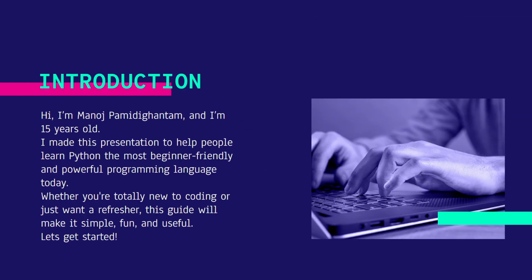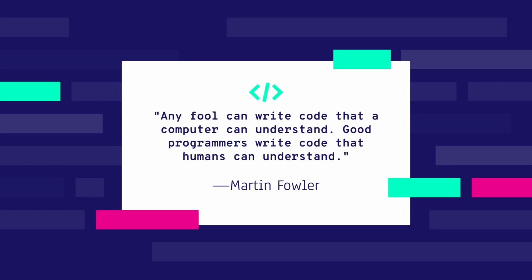Number one, the introduction. Hi, I'm Manoj Pamnikantam. I'm 15 years old. I made this presentation to help people learn Python, which is the most beginner friendly and powerful programming language today, whether it be for data science, for AI, machine learning. It can do almost anything. And whether you're totally new to coding or you just want like a quick refresher, this guide will make it simple, fun, and very useful. Okay, let's get started. But first, a quick quote.